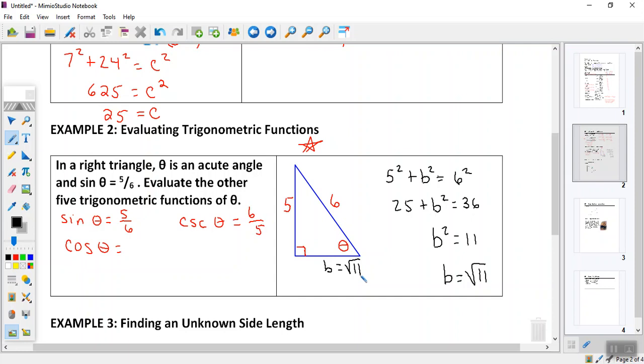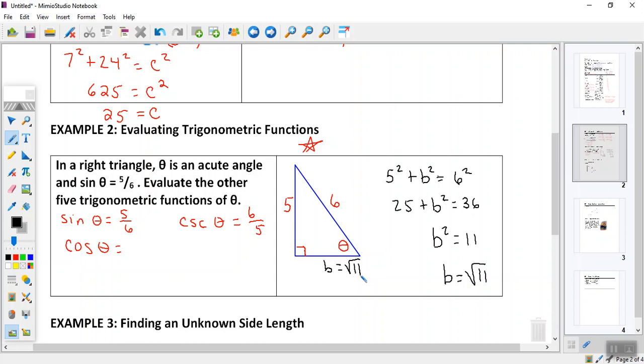Okay, I just want to take a time out right here. Once you get to that point, I want to discuss where we're at and why we're there. We knew right off the bat that the sine of theta was 5 over 6, which meant you could automatically find a cosecant, which is just the reciprocal.